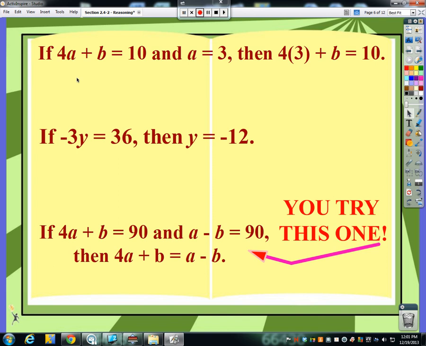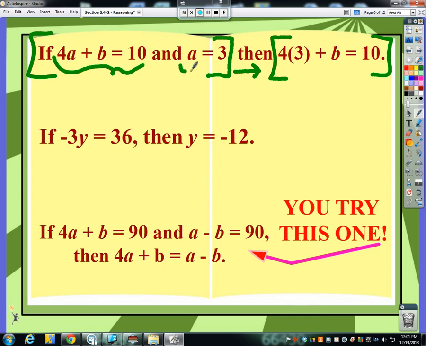The fourth one, if 4a plus b equals 10 and a equals 3, then 4 times 3 plus b equals 10. So we want to look at the if part of this statement, and there's kind of 2 parts going on here. And then we want to figure out what happened between the if part and the then part. Well, here we had 2 pieces of information, and now we only have 1 piece of information. So somehow these 2 pieces of information have combined to be just one thing.